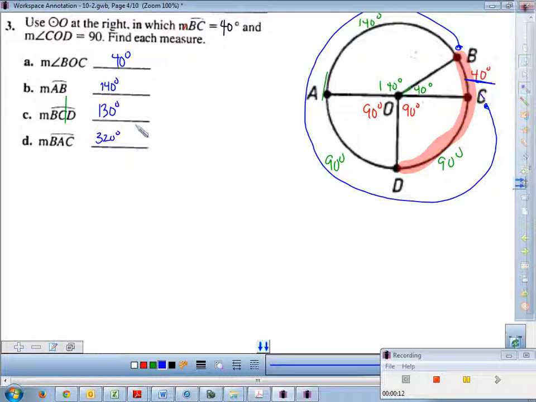And yes, arcs can measure up to 360, right? They don't have to be 180 or less. Arcs can be up to 360. Angles, though, can't be more than 180 degrees. And there's no clockwise or counterclockwise. That doesn't have anything to do with it, right? All of these are positive answers. It doesn't matter which way you go around.